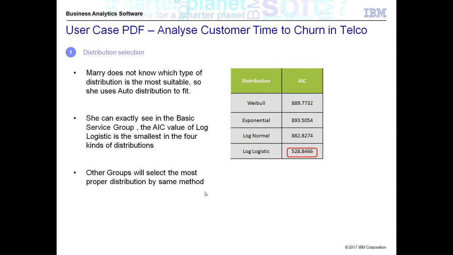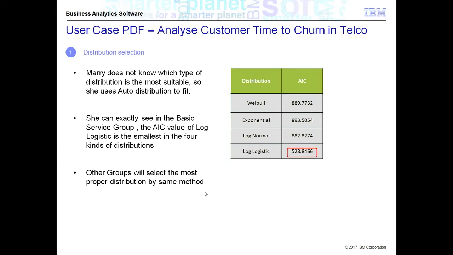Now, we can see the result. Because Mary does not know which type of distribution is most suitable for the customers, she used all the distributions to fit. It will fit 4 different distributions for every customer group. She can actually see the basic service group.